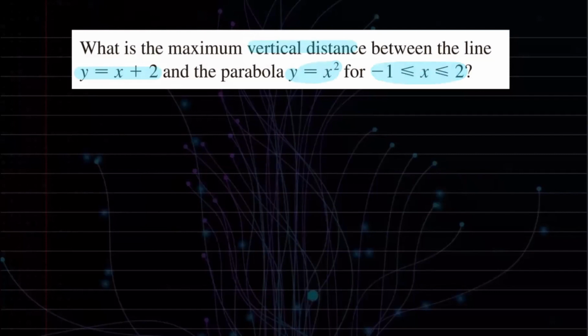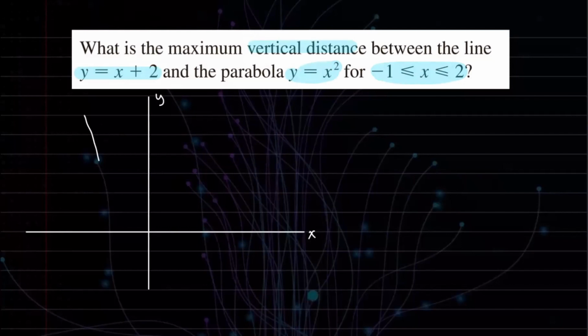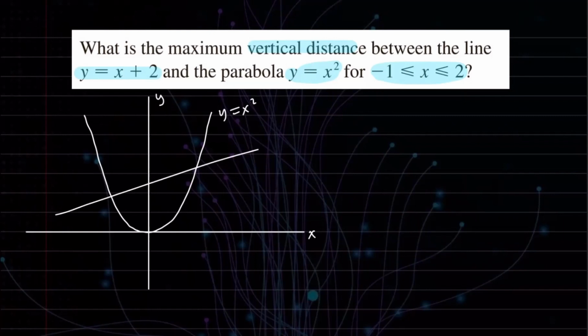So let's go ahead and make a sketch so that you have a visual idea of what's going on here. So here's our x and y plane. y equals x squared, we know it looks something like this. This is our parabola, y equals x squared. And y equals x plus 2 is a line with y-intercept 2 and positive slope, so probably something like this. Now let me be more specific. Something like that.